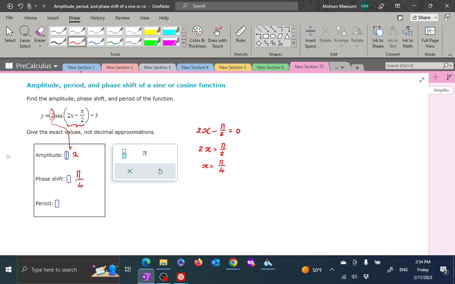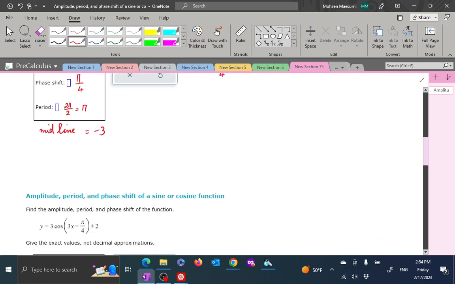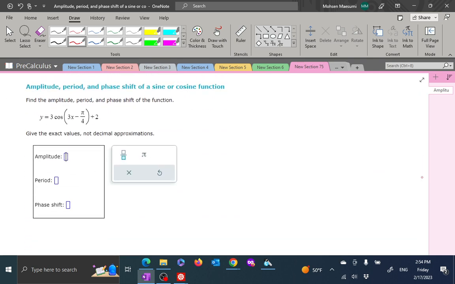Period, we said the period of sine is 2 pi. When you run it twice as fast, it's going to be 2 pi over 2, which of course simplifies to just pi. No question is being asked here, but what's the significance of that? The midline of the picture is minus 3, meaning you have to take the graph of the sine and then lower it by 3 units to get your final graph. So that's about it. We are going to repeat this multiple times.